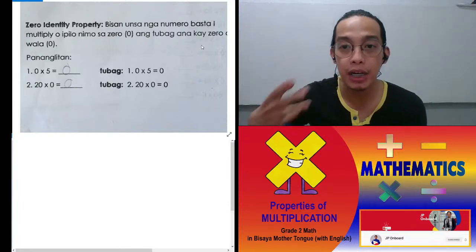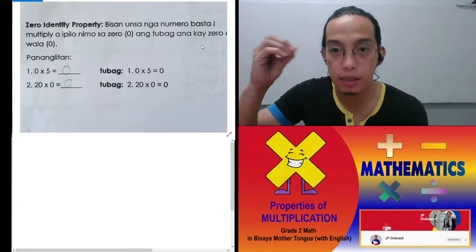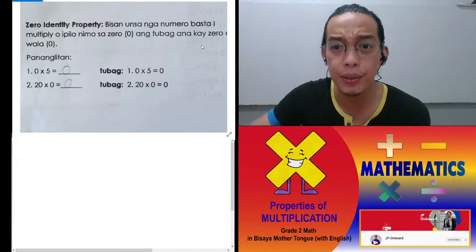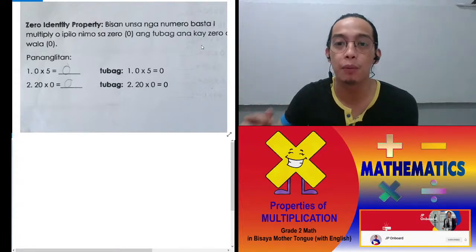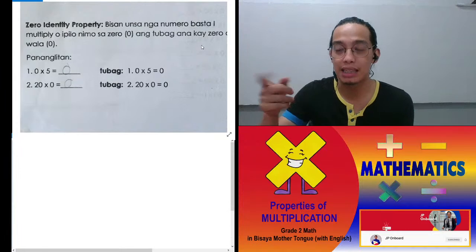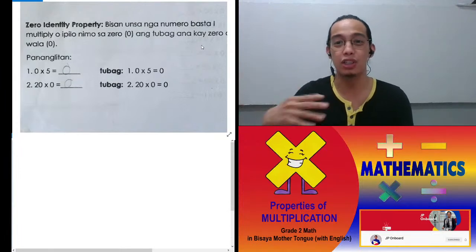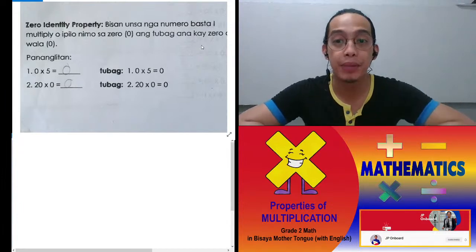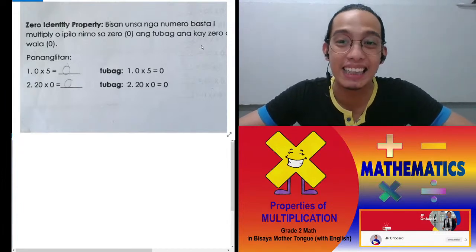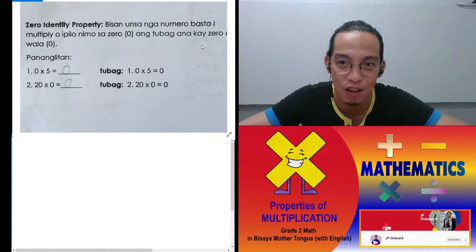Again, any number you multiply by 0 is 0. Okay, any number multiplied to 0 is 0. Example nato diri, bisag asa ang 0, una or sunod, 0 ang answer. 0 times 5 is 0. And 20 times 0 is 0.